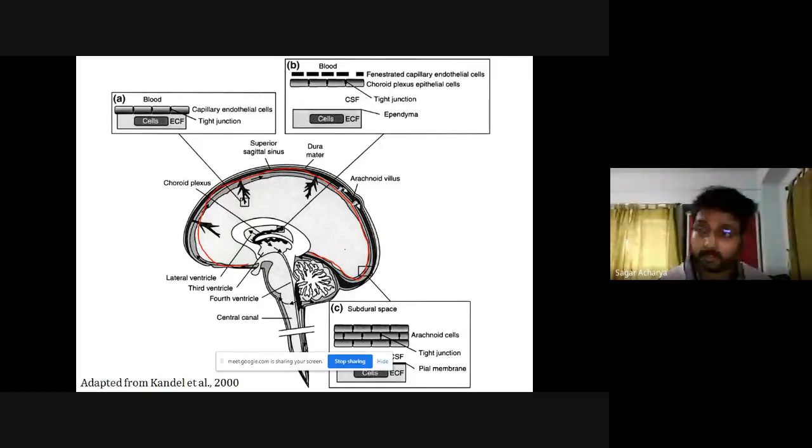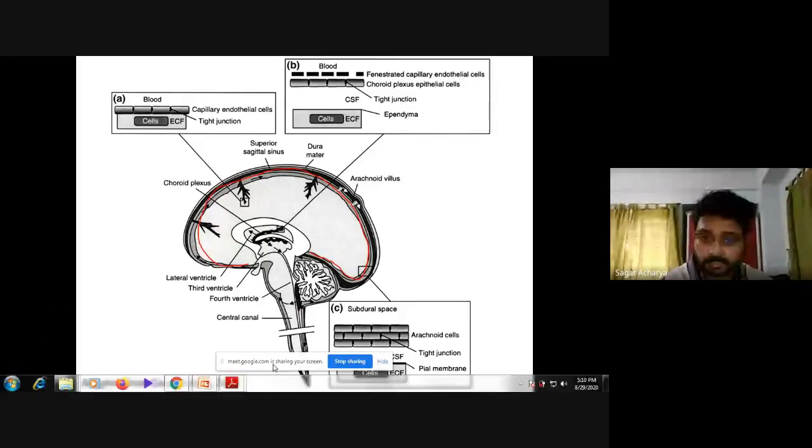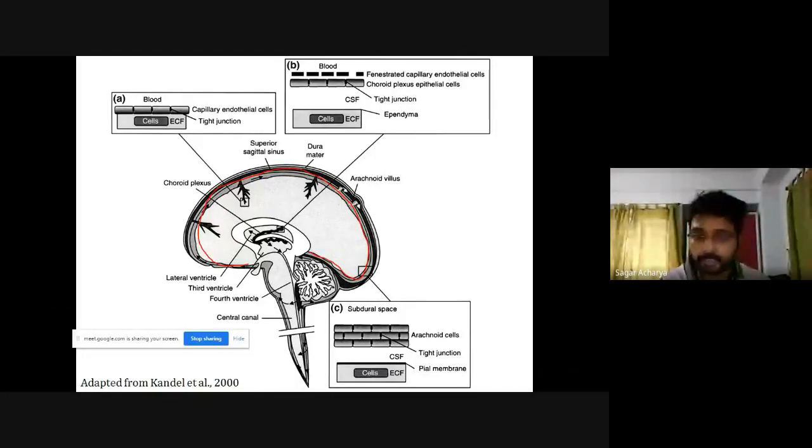And the blood-arachnoid barrier. We know that the brain is covered with dura mater and arachnoid, lined with the arachnoid membrane. And those basically have a barrier like this one. In that area, you can find several layers of arachnoid cells with tight junctions among them, and CSF within that. Fine. So there are three types of barrier.